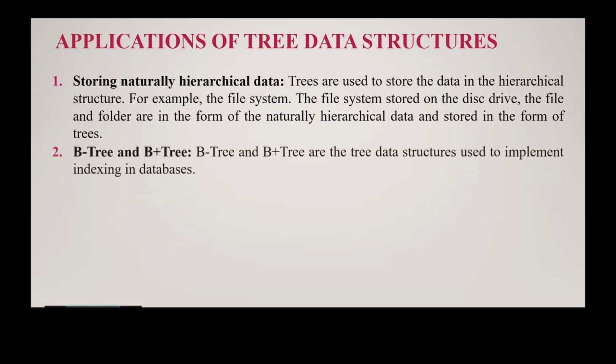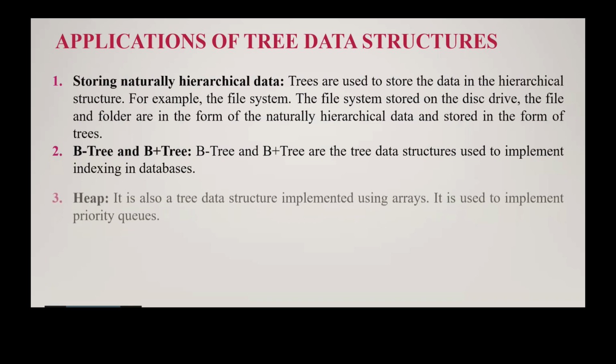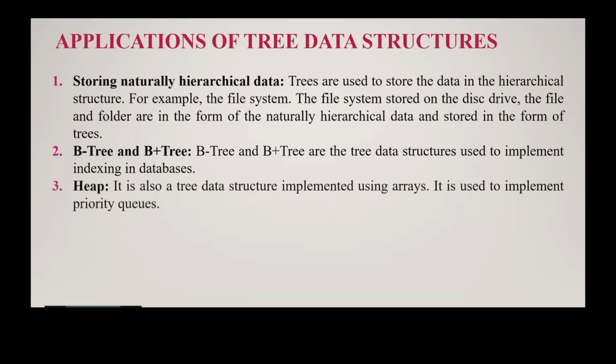Next one is B tree or B plus tree. These two tree structures are used to implement indexing of a database. In case of DBMS we use indexing to access the data faster. At that time we use B tree as well as B plus tree, where the tree data structure is used. Heap is also a tree data structure implemented using an array. It is used to implement the priority queue.